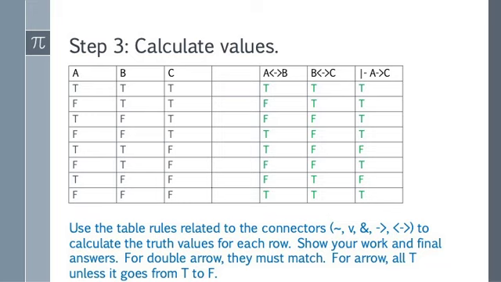The first time you hit a false on the A arrow C column, past the halfway mark, is the 5th row that says true to false. That's the first time you get the false result, right? Because that's how arrow works. It's always true unless true leads to false. Okay, so to recap, double arrow, the values have to match. For arrow, it's always true unless it goes from true to false.